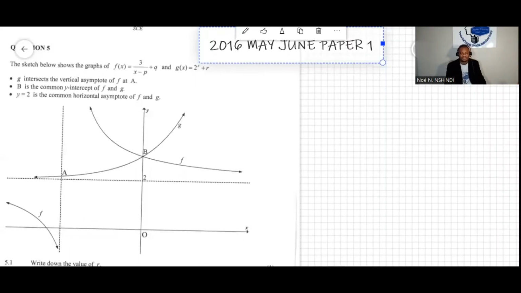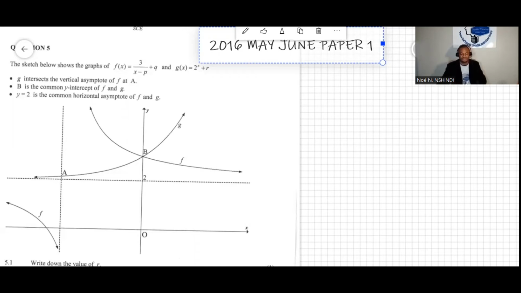Well, we have another question here, question 5. The question says, the sketch below shows the graphs of f of x, which is given by 3 over x minus p plus q, and g of x equal to 2 to the power of x plus r. G intersects the vertical asymptote of f at A, and B is the common intersection of f and g, and then y equal to 2 is the common horizontal asymptote of f and g.